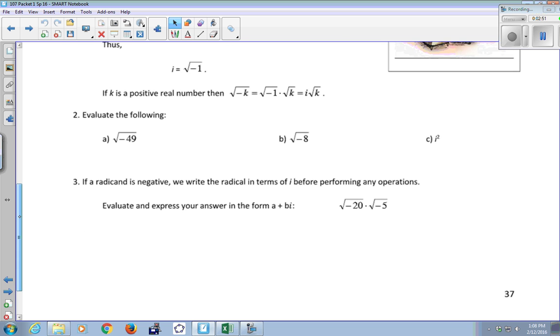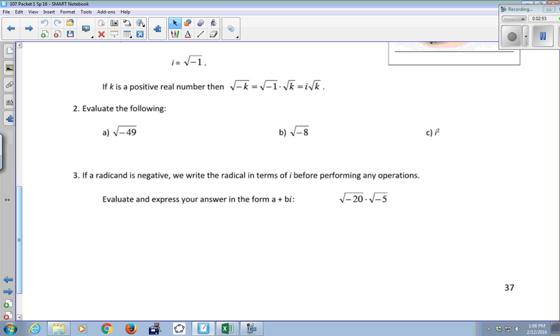So if you want to take the square root of any negative number, break it up into the square root of negative 1 times the square root of the number, and then the square root of negative 1 becomes an i. So for example, if I want to take the square root of negative 49, break that into the square root of negative 1 times the square root of positive 49. Square root of negative 1 is i, and the square root of 49 is 7, so this becomes 7i.